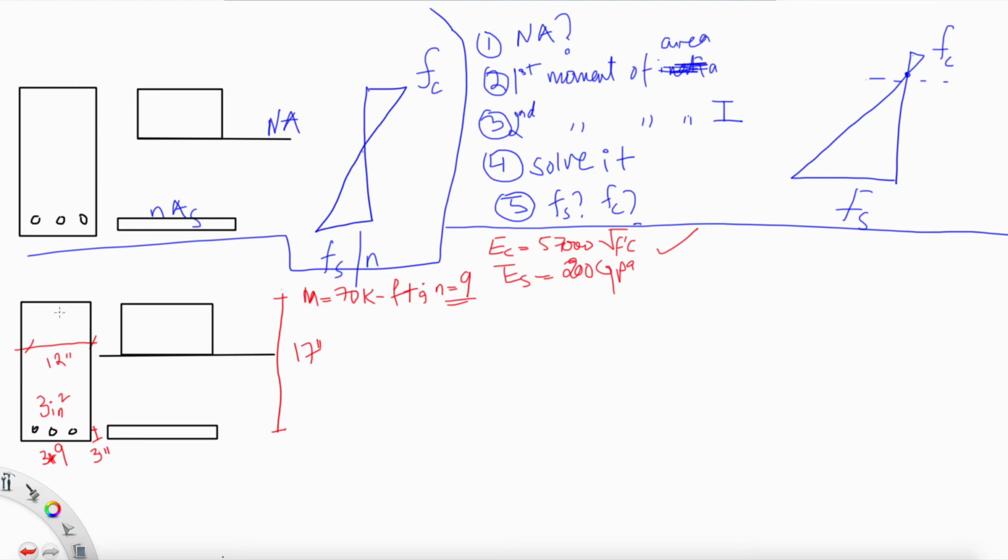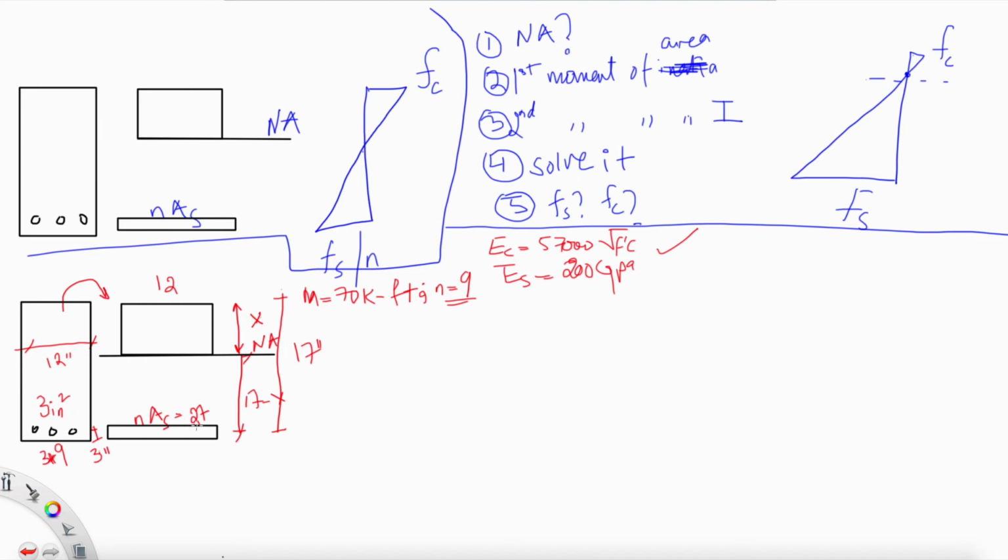So the first thing that we have to do is transform this beam section to this. What do we have here? 12 is the width. The distance from the surface of compression to the neutral axis is x, because we don't know where the neutral axis is. We are assuming it's at x distance. This is the neutral axis, so this one is actually 17 minus x. And this area is nAs, where n is 9 and As is 3. That means it is 3 times 9, 27.